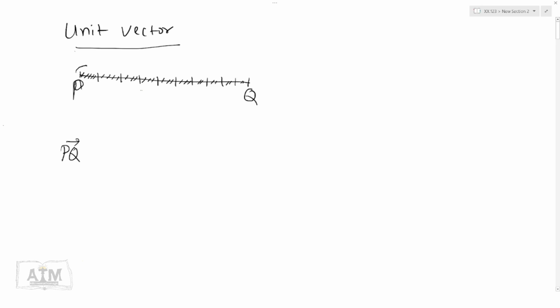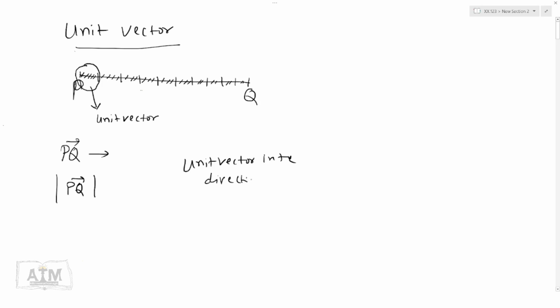So the one part of vector PQ, the smallest one part, is nothing but called a unit vector. So how to find the unit vector? Find the magnitude of vector PQ, and the unit vector in the direction of vector PQ is equal to vector PQ divided by the magnitude of vector PQ. If you do this calculation, then you will get the unit vector in the direction of vector PQ. Let us do one example on this.